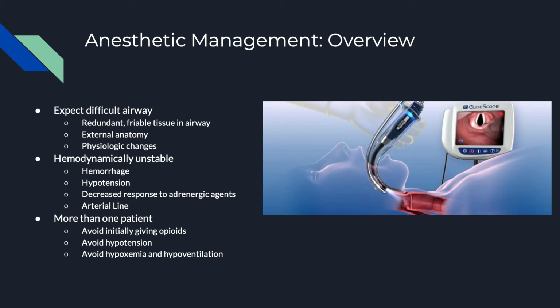Hemorrhage will lead to hypotension and tachycardia, and many of these patients will have a decreased response to adrenergic agents. An arterial line should be considered to carefully monitor blood pressure. Lastly, the anesthesia provider has to remember that they are dealing with more than one patient. Any episodes of hypotension, hypoxemia, or hypoventilation will directly affect the baby and contribute to negative outcomes. Initially avoiding opioids upon induction will decrease fetal depression upon birth.